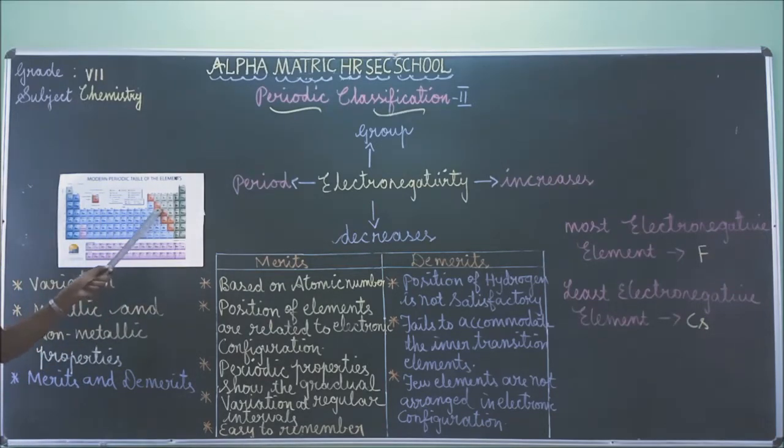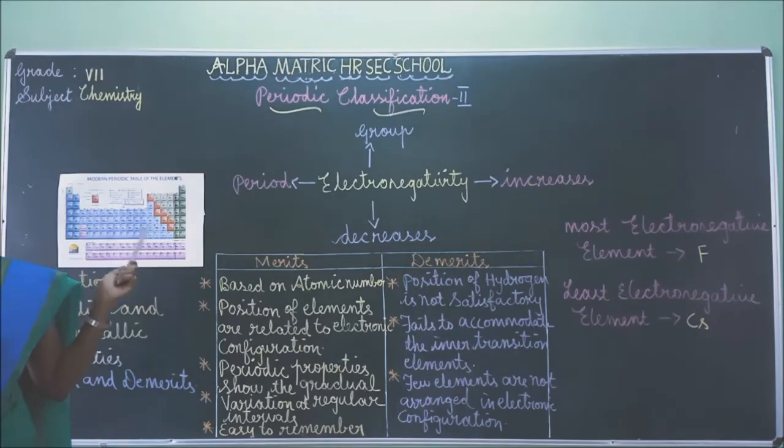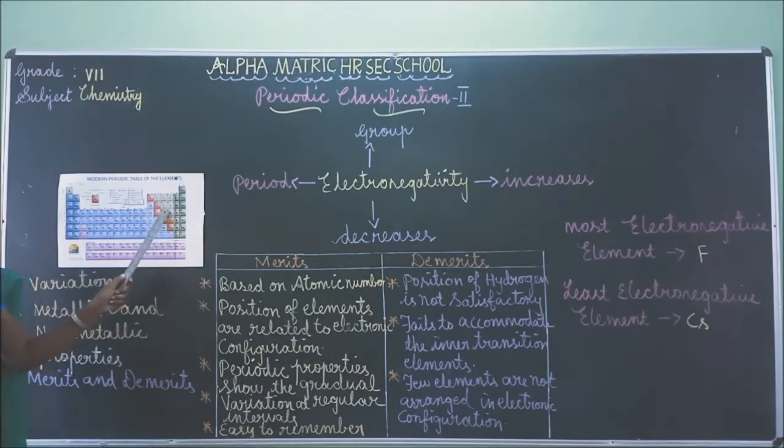Whereas if you take silicon, phosphorus, silicon is a metalloid. It has the metallic character as well as non-metallic character, right? Whereas phosphorus, sulfur is present here. Sulfur is a non-metal. So metals are present in the left hand side, whereas non-metals are present in the right hand side.